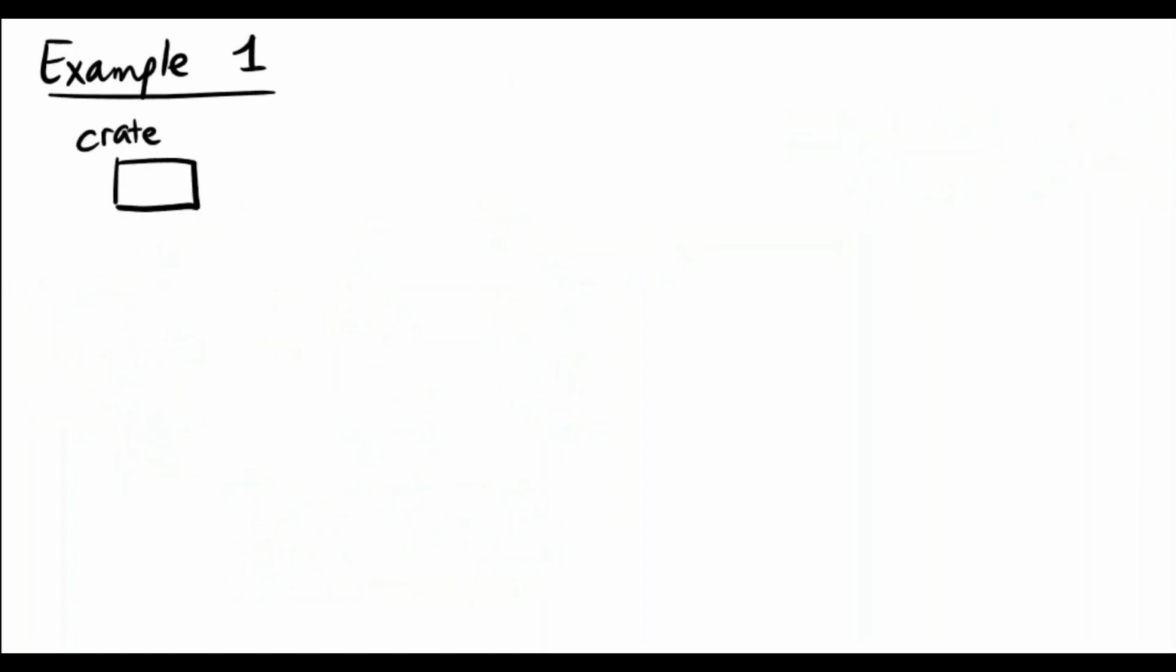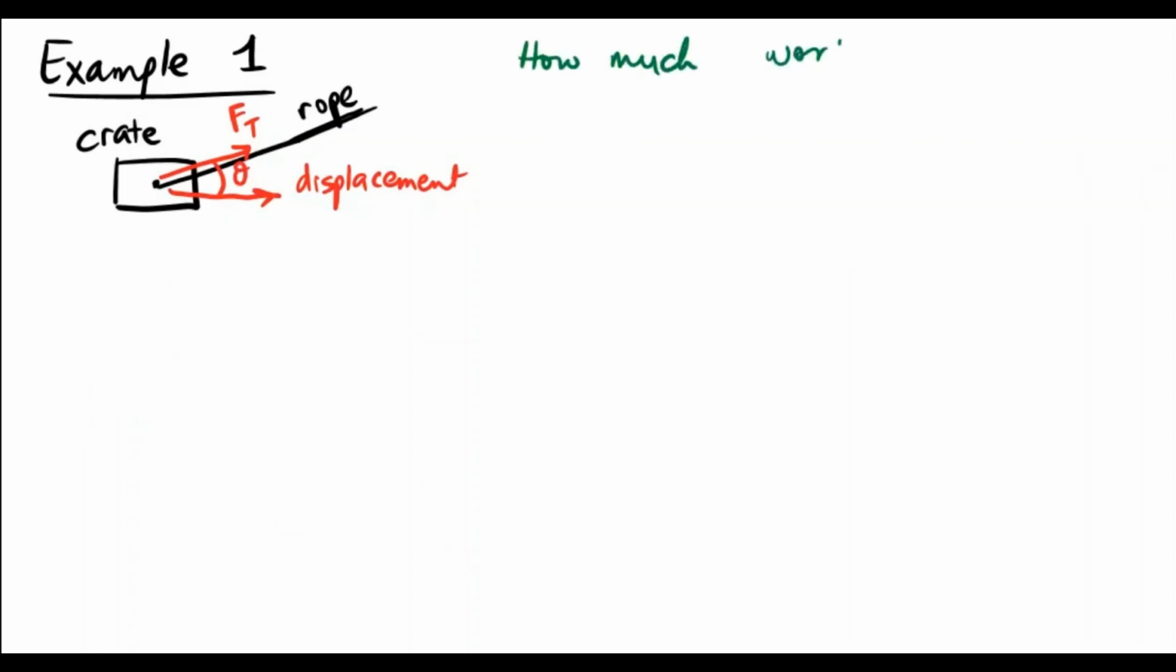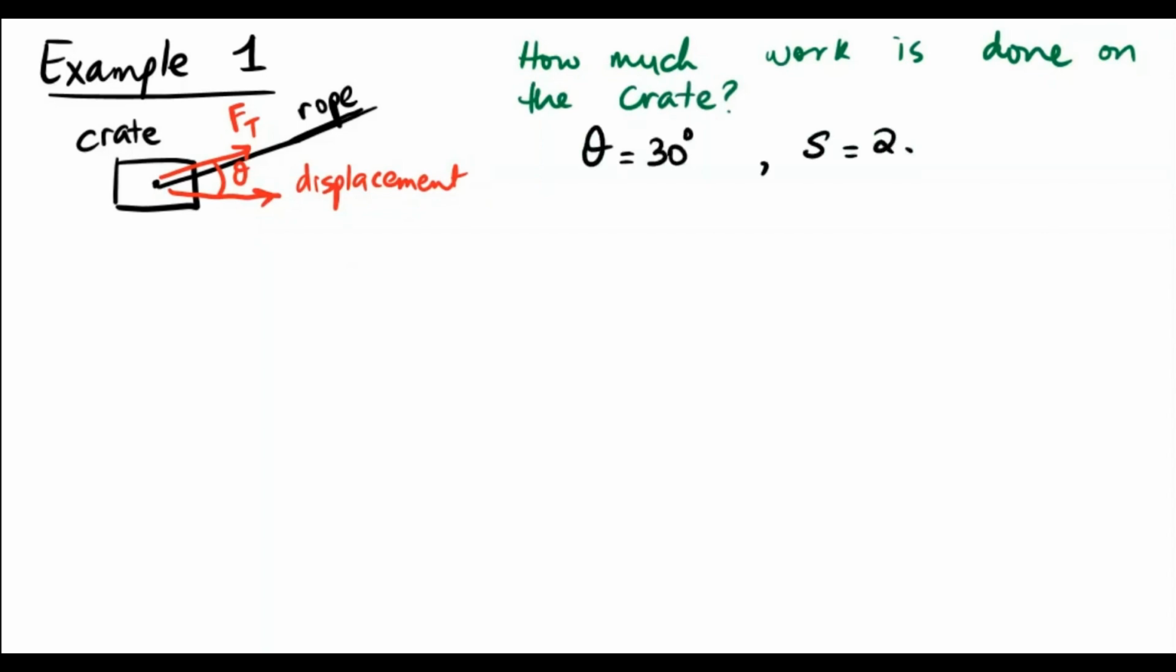So let's say we have a crate on the ground and we have it tied to a rope and we're pulling it with the rope, so there's a tension force on it and it's going to move on the ground. Our displacement is parallel to the ground, but the force has an angle with the displacement. So how much work is done on this crate? If we have to figure out the work done on this crate, we need to have some numbers. Let's say we have the angle of 30 degrees, displacement is 2 meters, and the applied force or the tension force we're applying is 50 newtons.